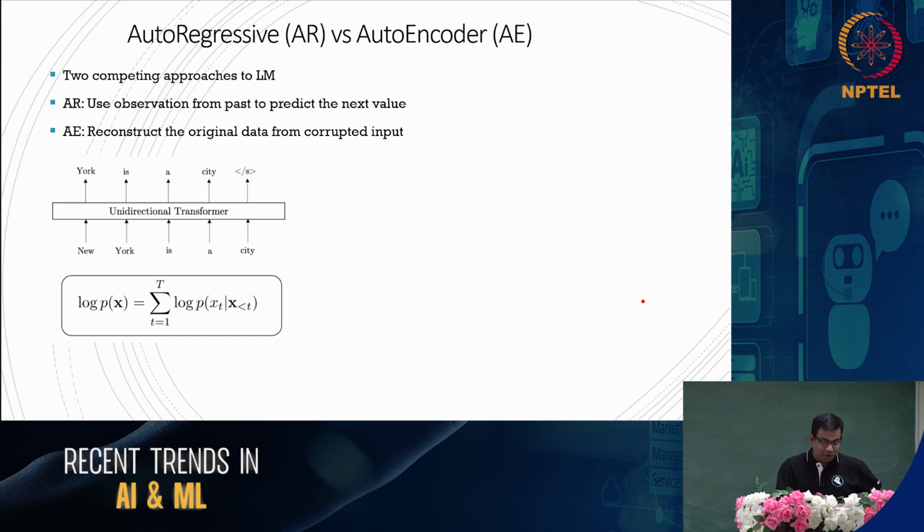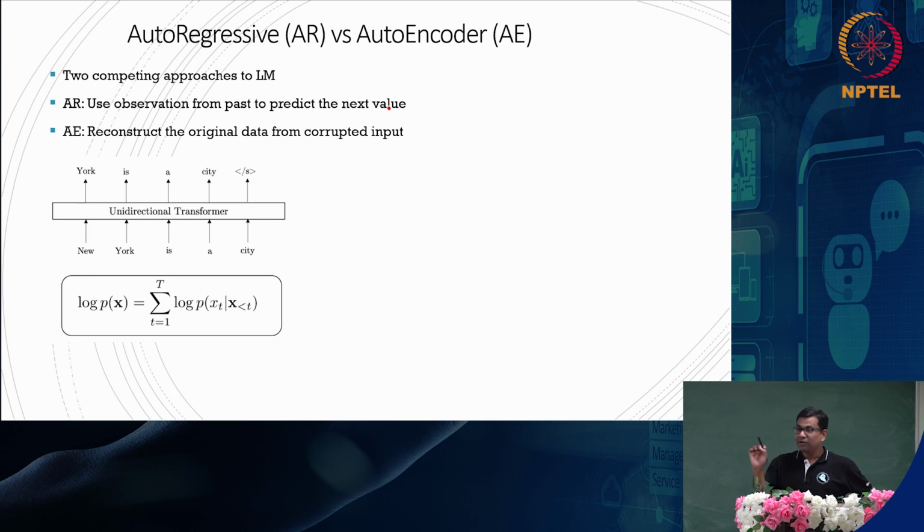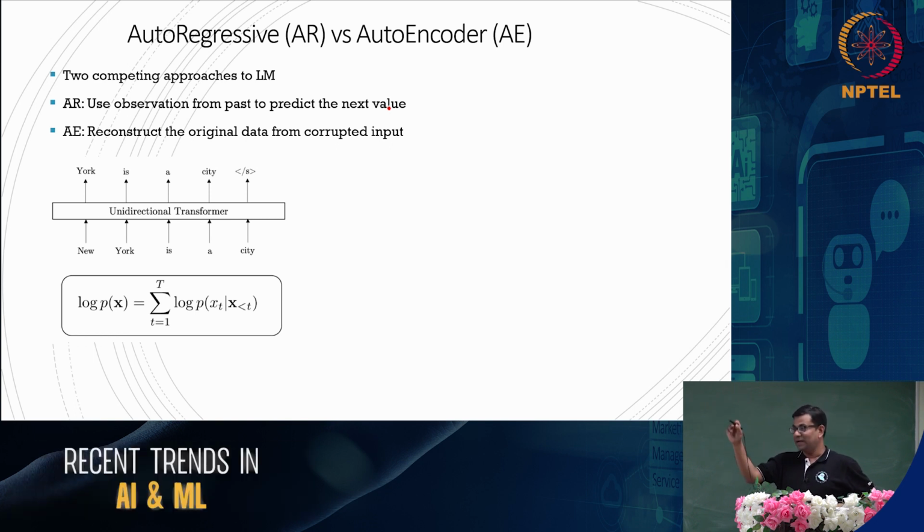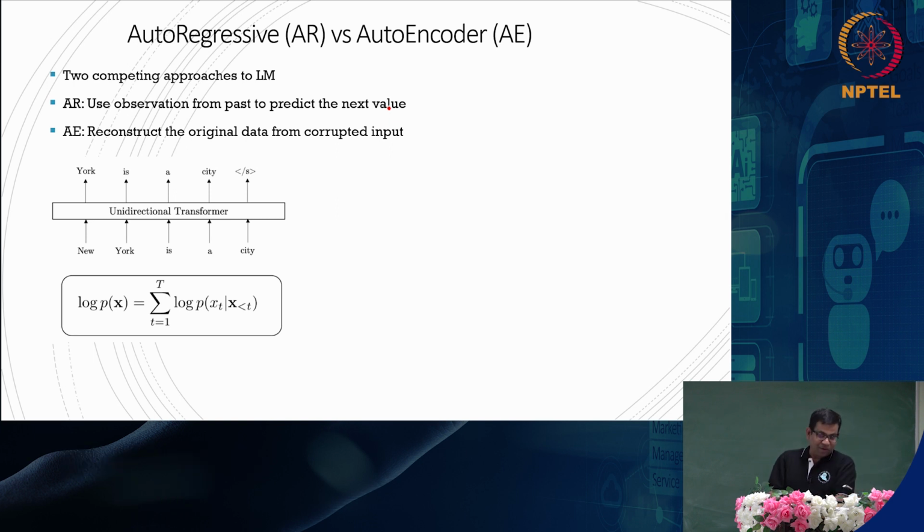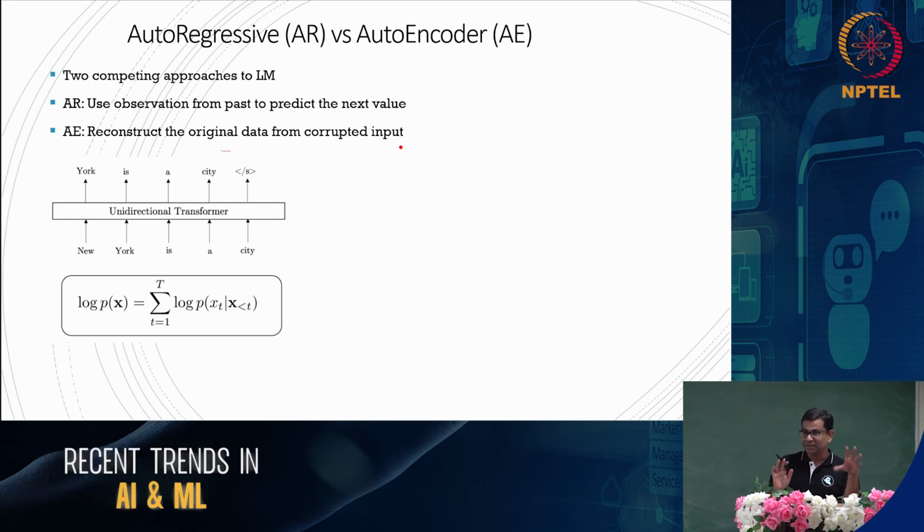Autoregressive uses observations from the past to predict the next value. So what a language model does is, it says A, B, C, and then D. So, okay, I know A, then B, then C, and then D. To predict D, I should go to C, then B, then A. That's what it does. So it's autoregressive. It looks back at all the tokens one by one. And autoencoder says reconstruct the original data from the corrupted input, what BART does. You mask the input randomly, 15% of it in BART's case, and then you say, okay, predict this.